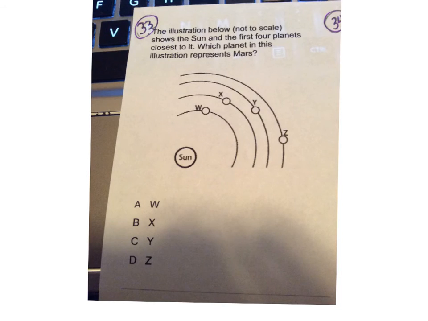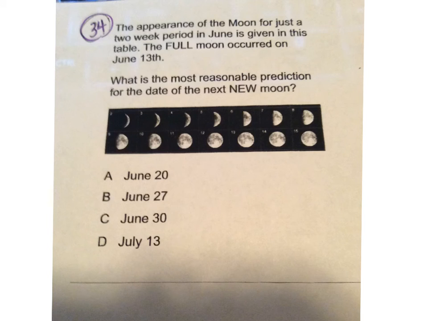Number 33, the illustration below, not to scale, shows the sun and the first 4 planets closest to it. Which planet in this illustration represents Mars? Number 34, the appearance of the moon for just a 2-week period in June is given in this table. The full moon occurred on June the 13th. What is the most reasonable prediction for the date of the next new moon? So you've got to remember how many weeks it is from one full moon to the next new moon.